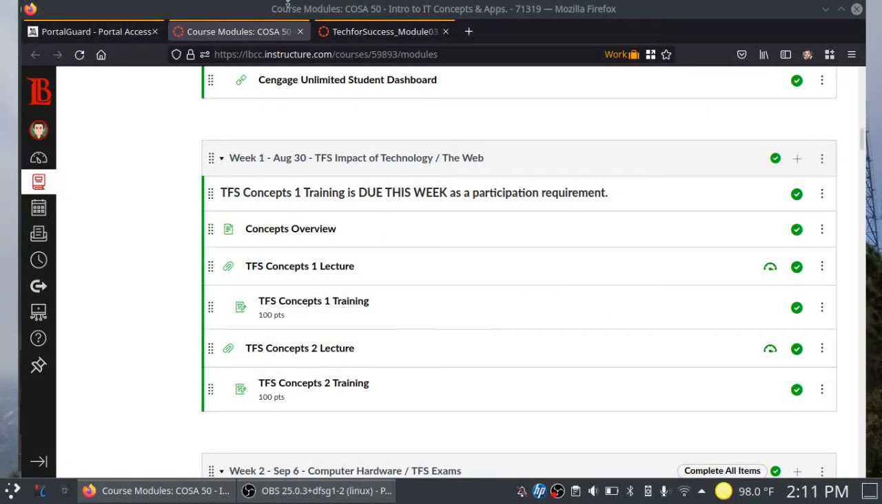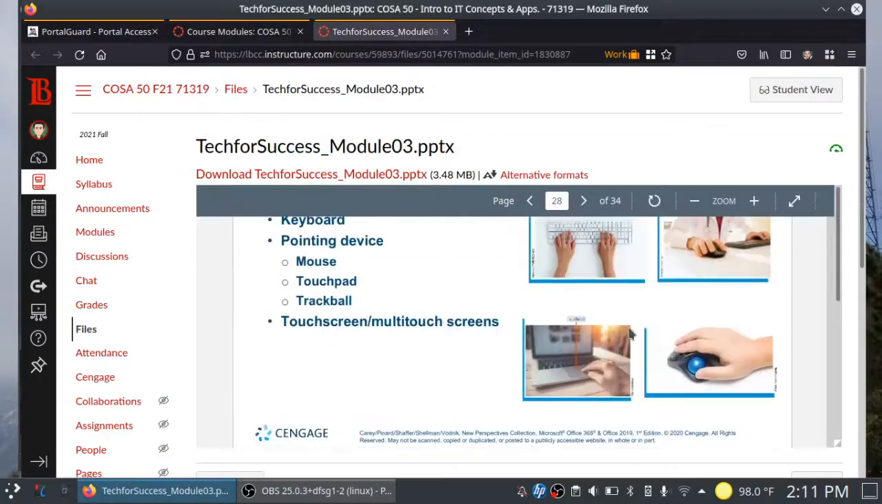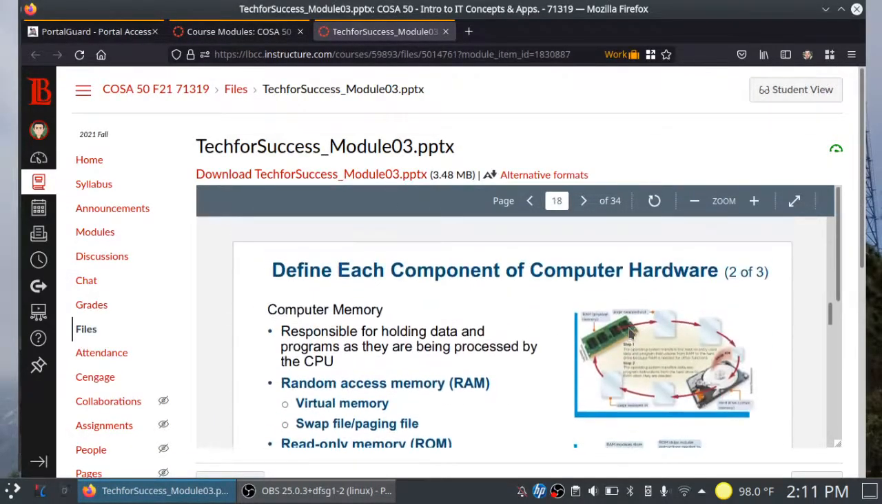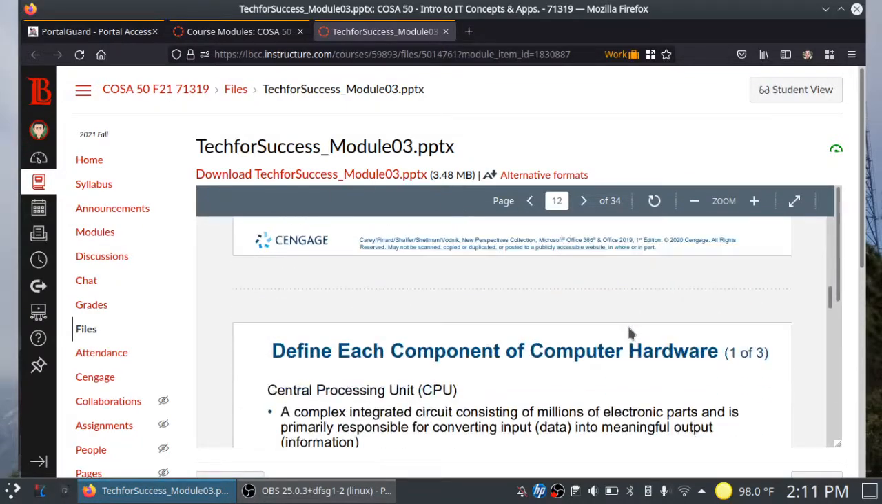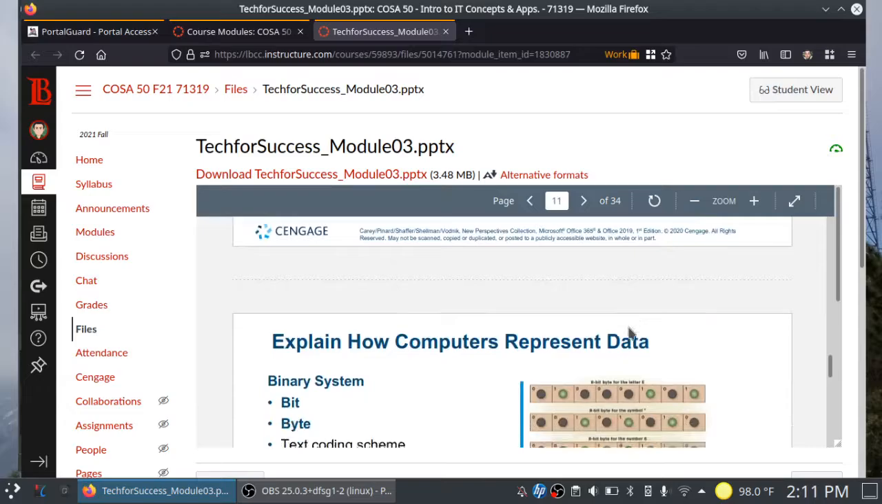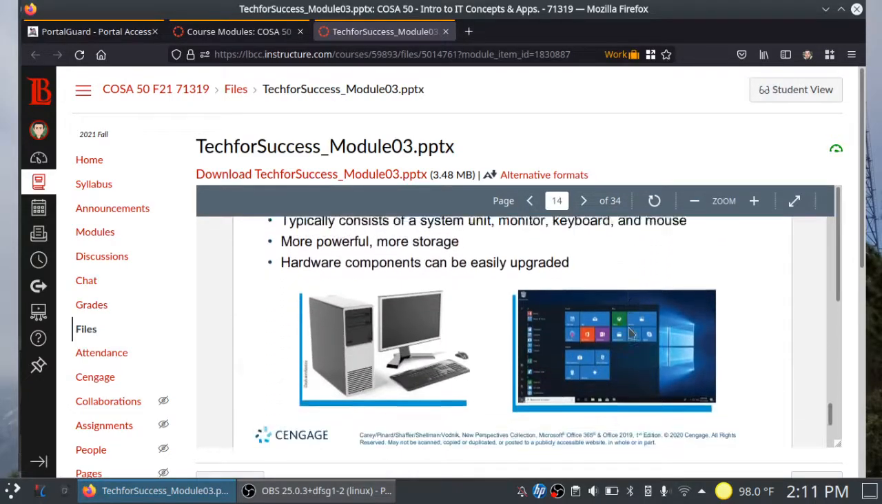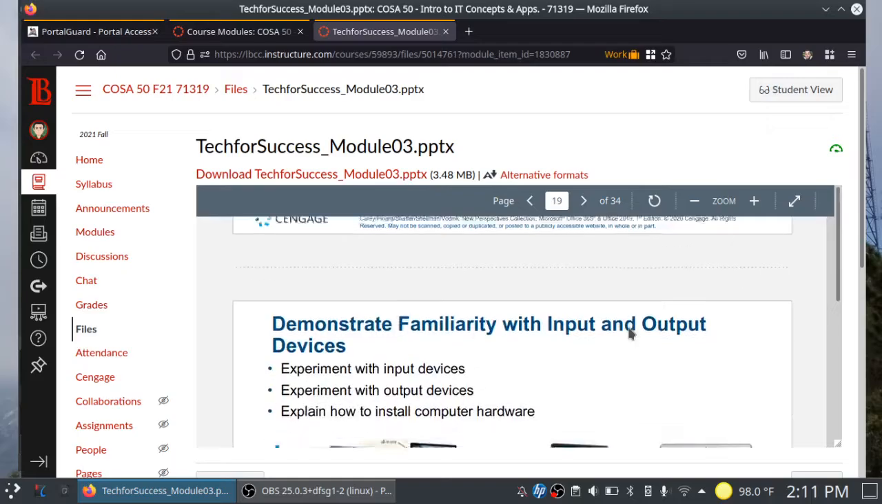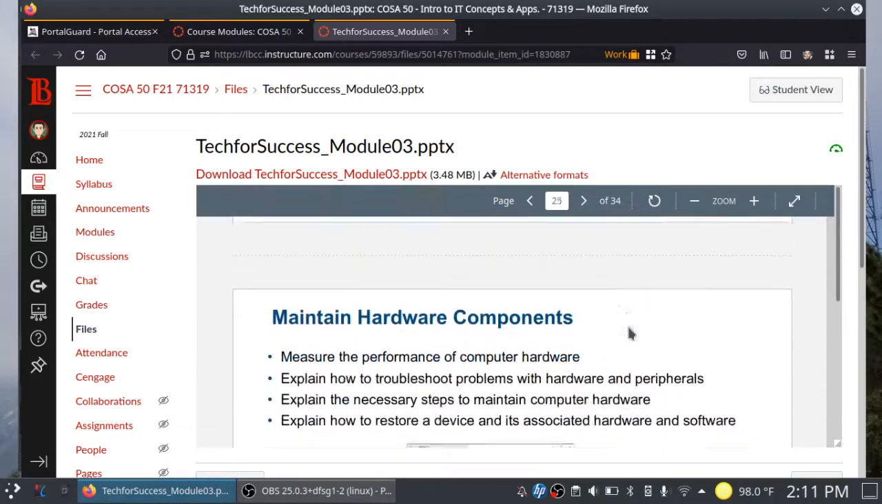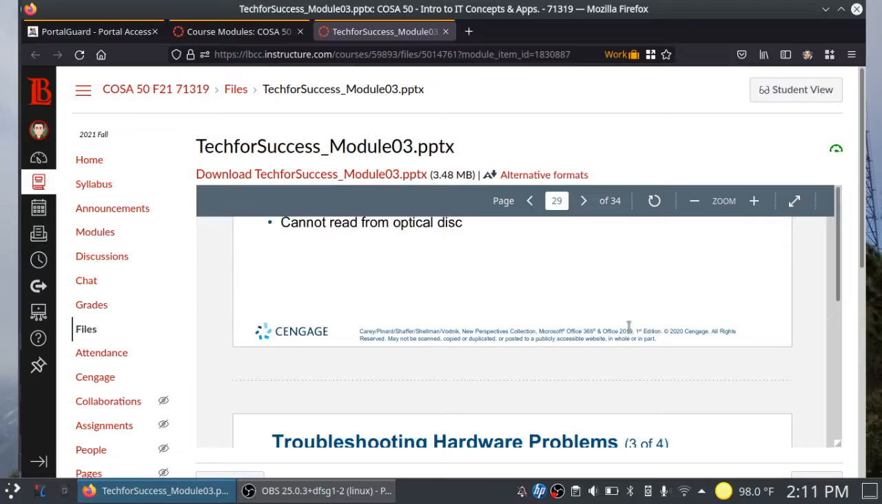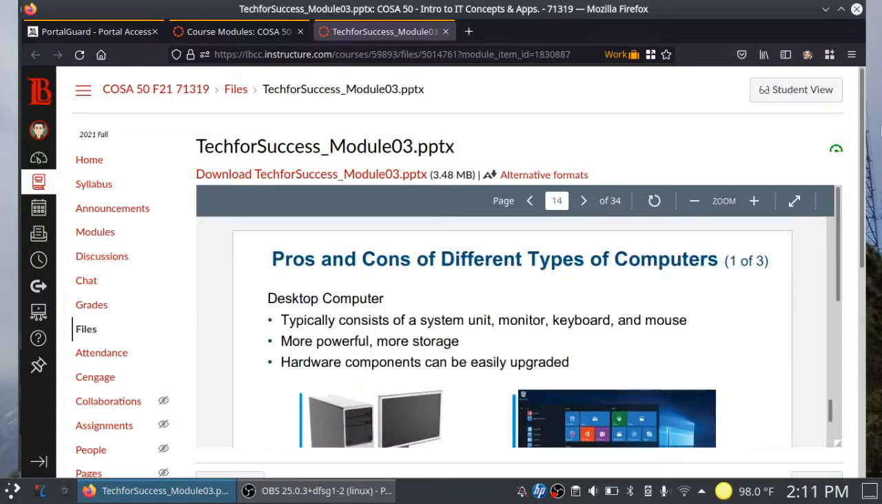So with that said, let's take a quick look at Canvas here. I have the Chapter 3 lecture presentation open. So again, you're going to look at the different components of the system unit. Here we are, memory, storage, and so forth. And then the pros and cons, input and output devices, and then finally troubleshooting your hardware. Okay, so all of that's in there. If you need to, take a look at the ebook. If you still have questions about how to use the ebook or interact with the assignments, please go back and watch last week's overview video.